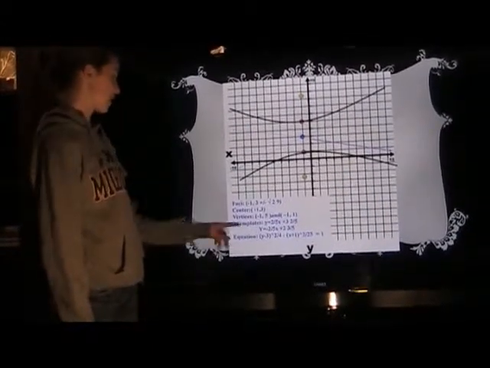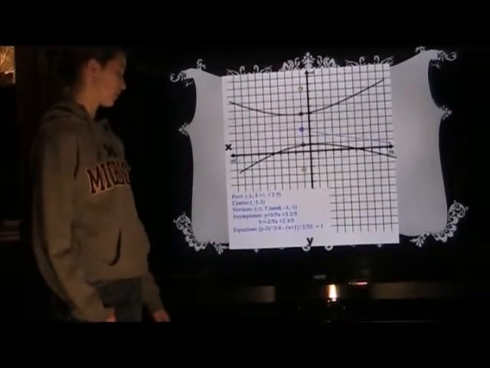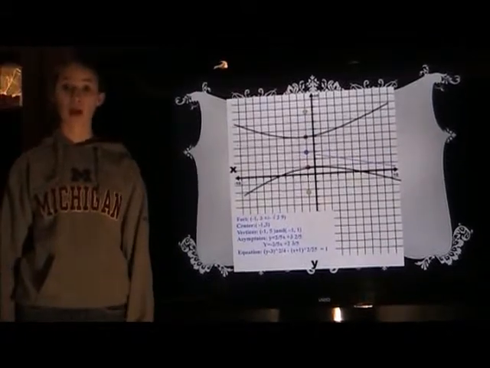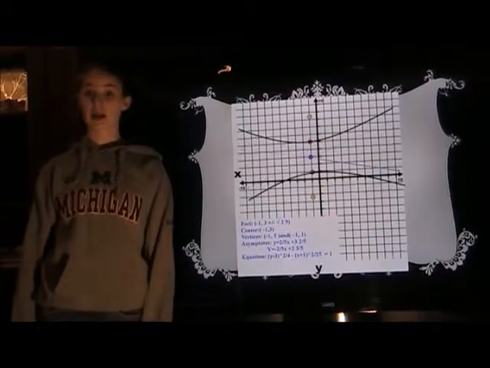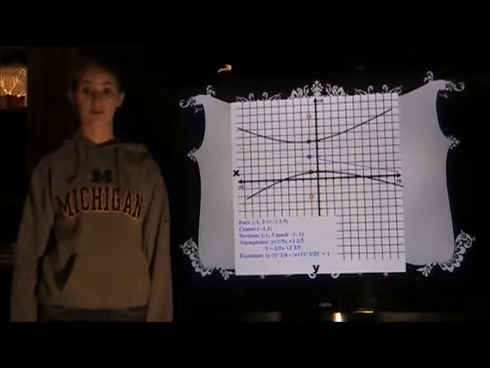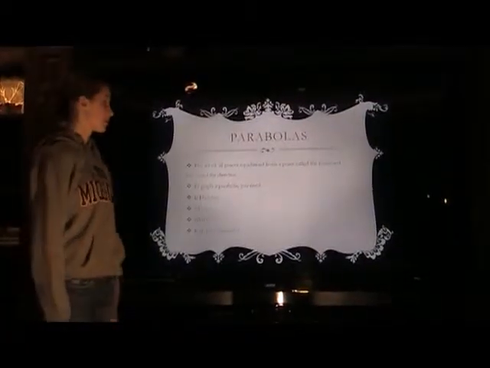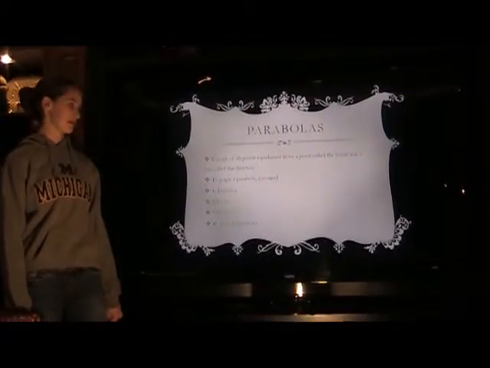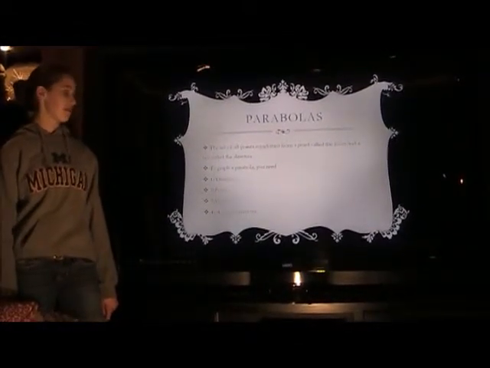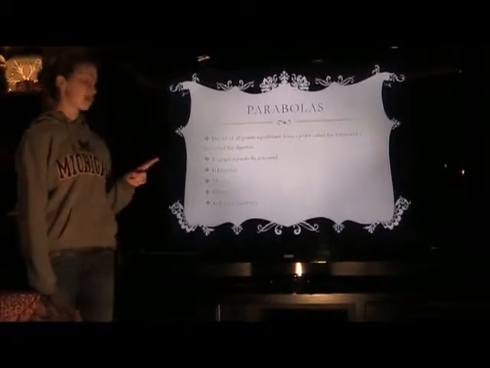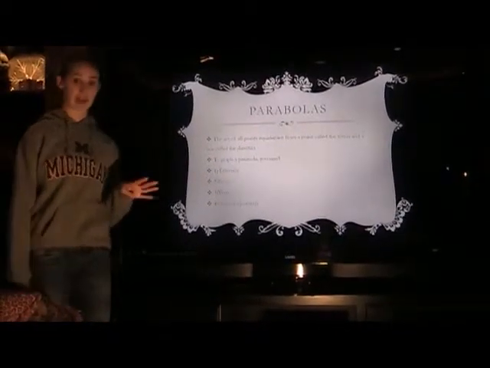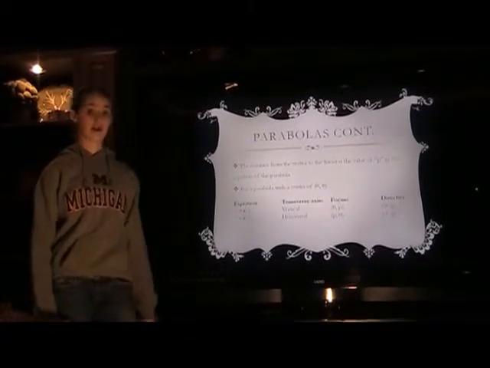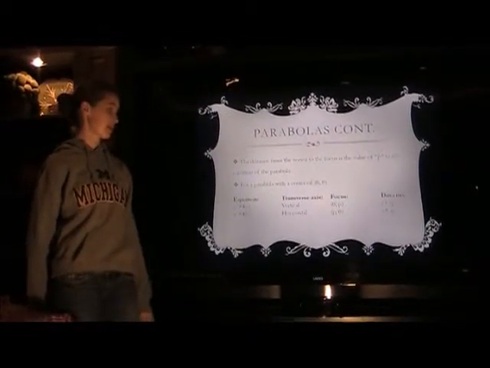The foci are (negative 1, 3) plus or minus the square root of 29. We know this because 4 plus 25 equals 29, and c is the square root of 29. Parabolas. The set of all points equidistant from a point called the focus and a line called the directrix. To graph a parabola, you need the directrix, the focus, the vertex, and the axis of symmetry. The distance from the vertex to the focus is the value of p in the equation of the parabola.